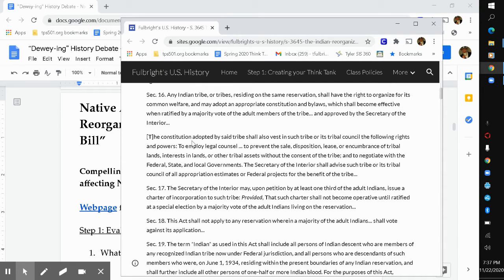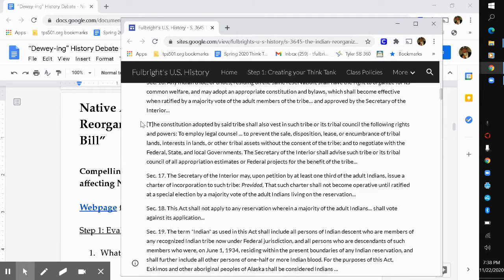Section 16. Indian tribe or tribes residing on the same reservation shall have the right to organize for its common welfare and may adopt an appropriate constitution and bylaws, which shall become effective when ratified by a majority vote of the adult members of the tribe and approved by the Secretary of the Interior. Section 16 is going to allow the Native Americans to create their own governments. Now, we should look at this and think to ourselves that, well, those groups have had their own governments for as long as they've been around. This is just going to add legality to those governments.